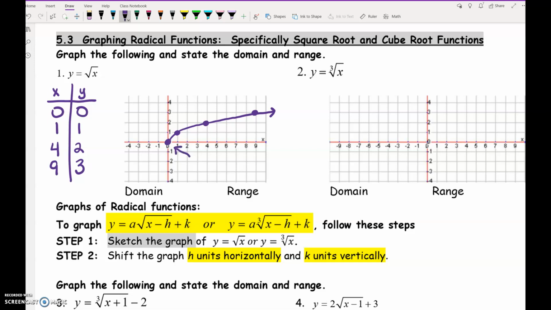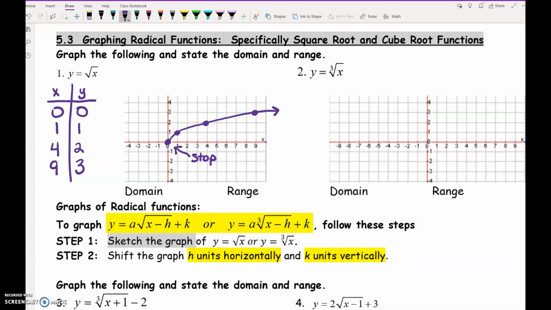It is important to note that at the point 0, 0, this graph is going to stop. It will extend farther to the right, but it does not extend to the left. It stops at the point 0, 0. And that is because if we tried to do the square root of negative 4, we would get an imaginary number, and there's no place for imaginary numbers on the real coordinate system of our graph.